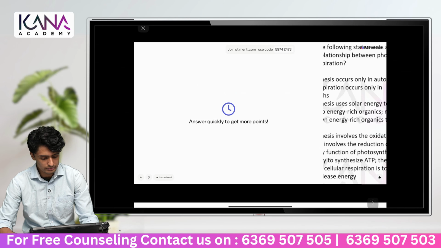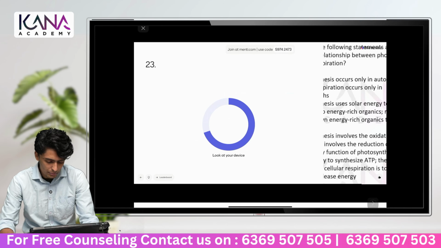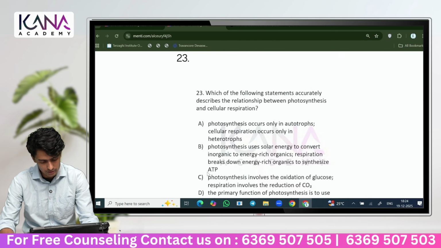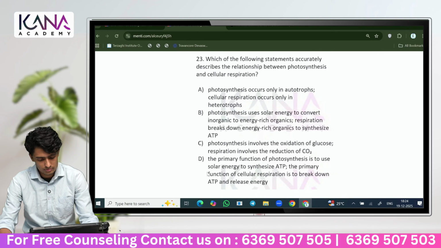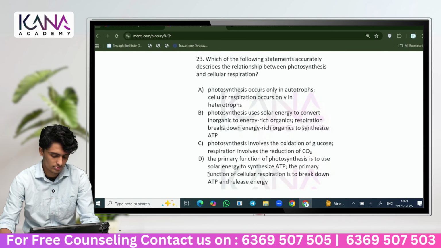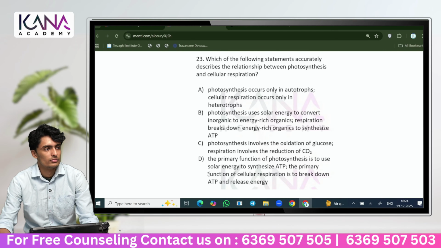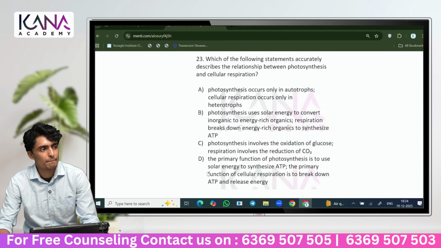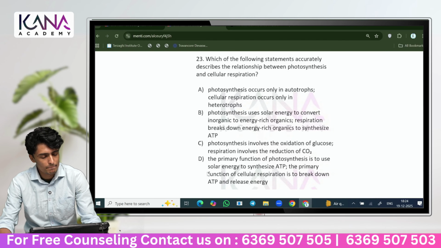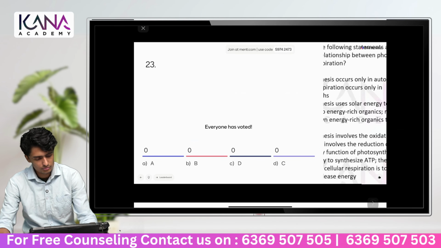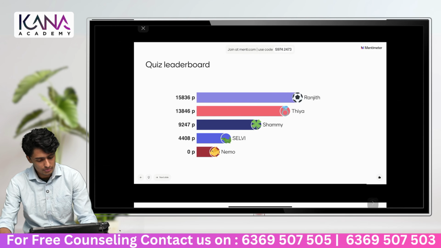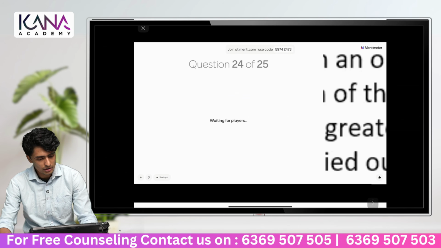Okay, question number 23. Which of the following statements accurately describes the relationship between photosynthesis and cellular respiration? 15 seconds. Option B is the answer. Only A answered correctly.